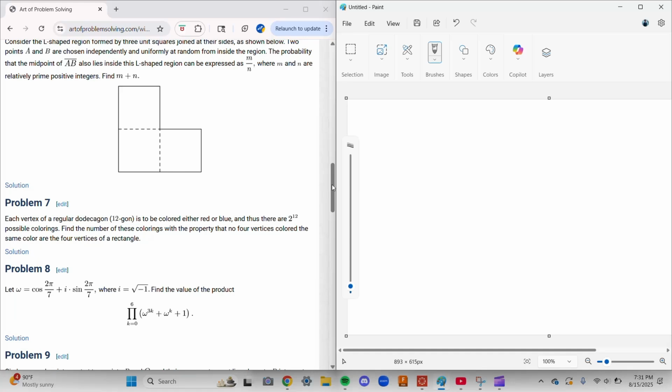Let's solve problem 8 on the 2023 AIME II. So the problem says let w equal cosine 2 pi over 7 plus i times sine of 2 pi over 7, and we're asked to find this product.